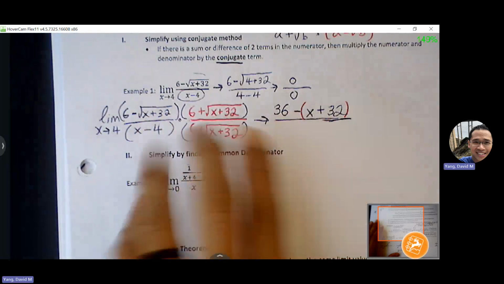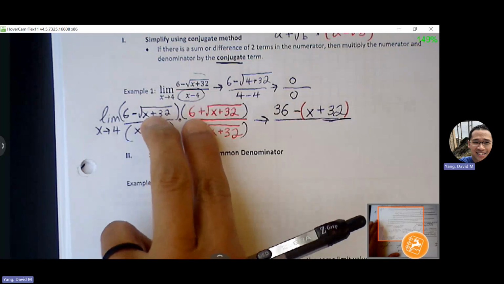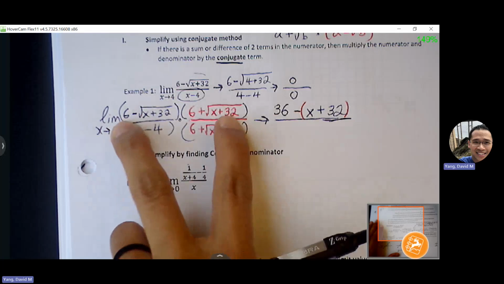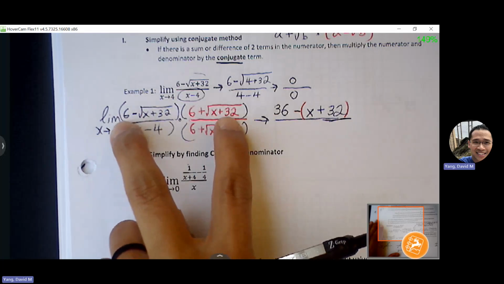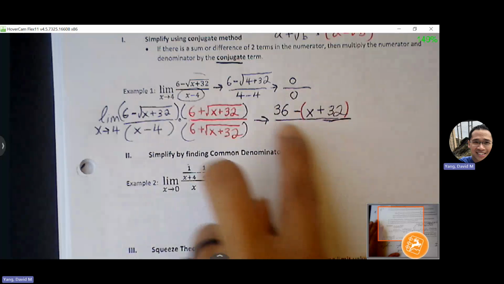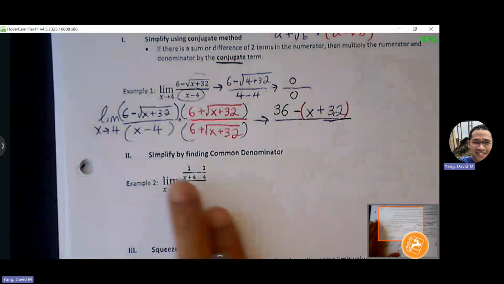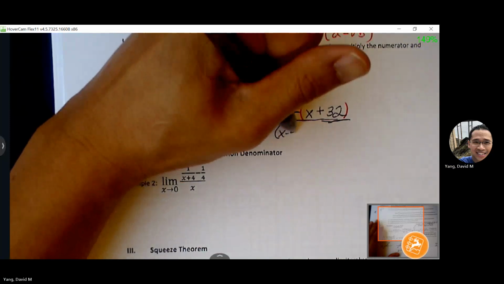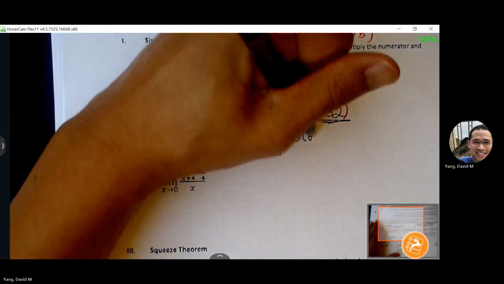Okay. Now, I'm skipping the middle steps here because the middle terms, negative 6 root x plus 32 and the positive 6 root x plus 32, will just cancel out. I'm just left with my expression without the radical, which is what we want. Denominator, go ahead and rewrite.